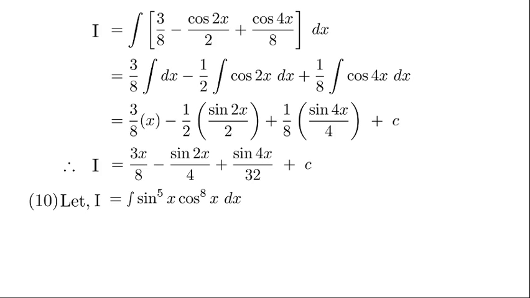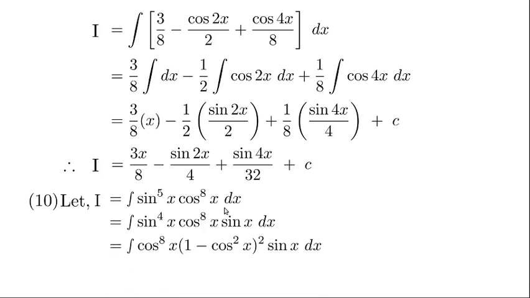Sin raised to 5x cos raised to 8x dx. So this sin raised to 5 is split as sin raised to 4x into sin x dx, and we express this also in terms of cos, so that the derivative of cos works out to be sin. It is of the kind where the power of sin is odd and the power of cos is even.